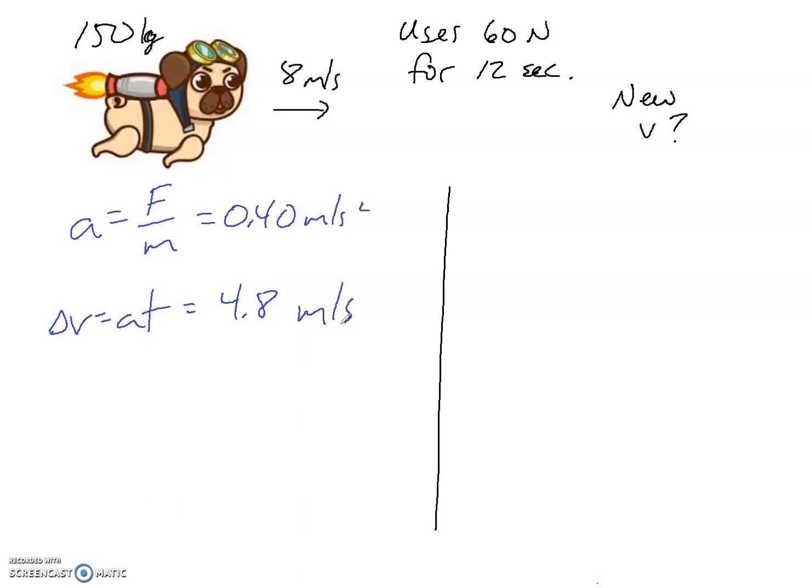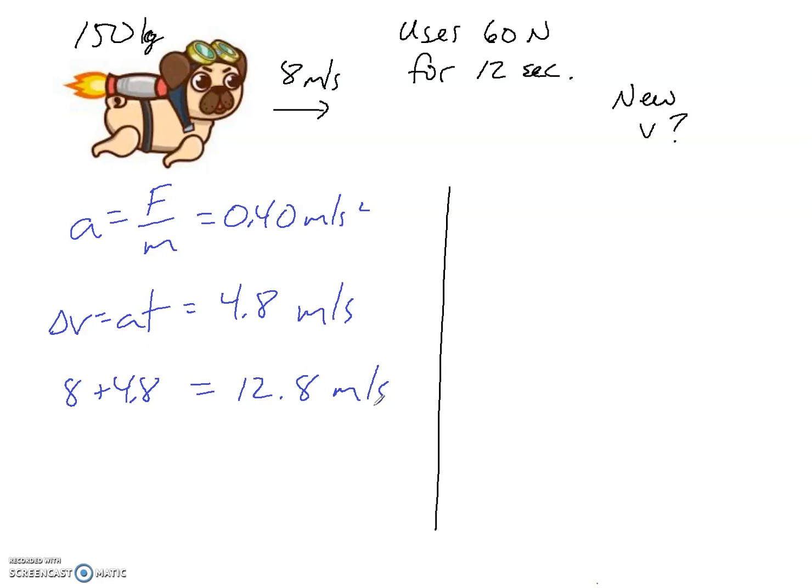Well, now it's pretty straightforward. The dog started at 8 meters per second, so we got the 8 meters per second right there. It changed by 4.8, he's going faster, so all we'd have to do is add the two together. Starting with the 8, we'll add the 4.8 to it, and we get a final speed of 12.8 meters per second. And then you could find the average speed to find the distance and all that kind of stuff too if you want to.